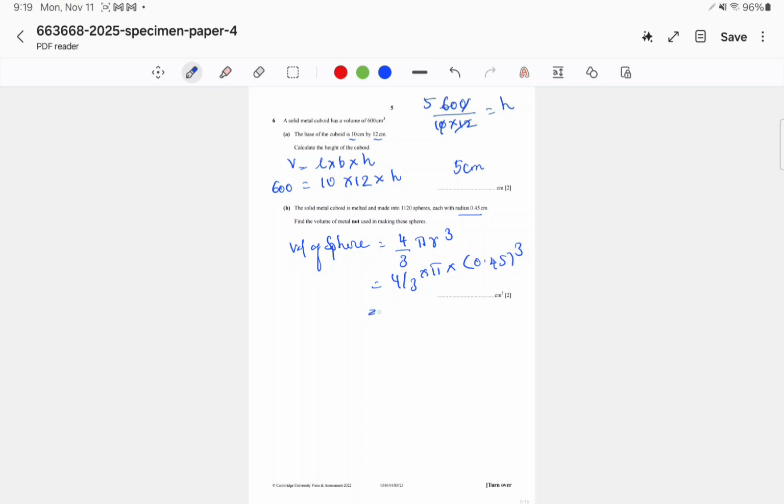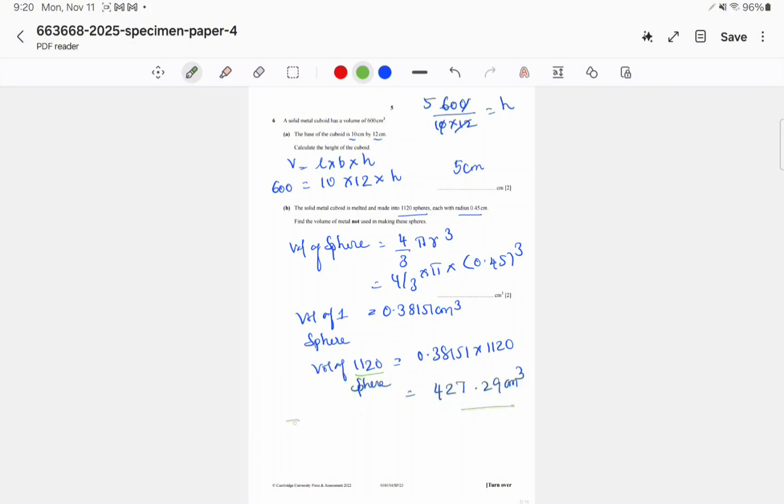The answer is around 0.38151 cm³. This is the volume of one sphere. Remember that. So we want the volume of 1120 spheres, it is what they have asked. So 0.38151 into 1120 comes around 427.29 cm³ for the total number of spheres. This is the volume.